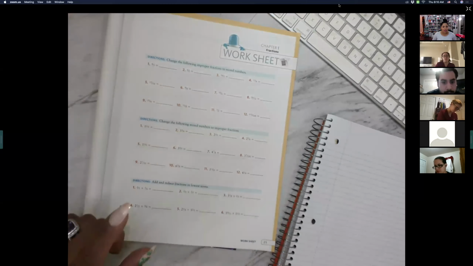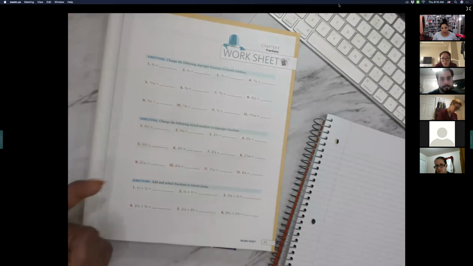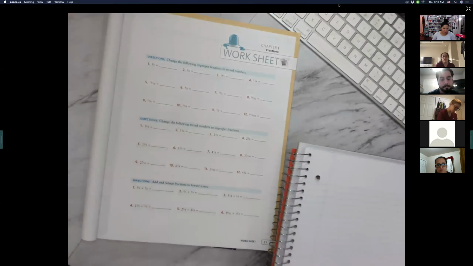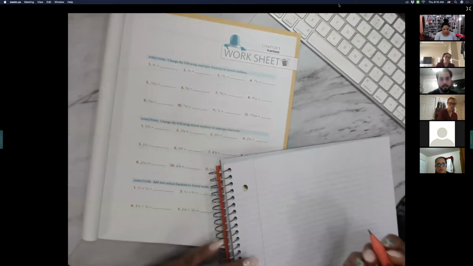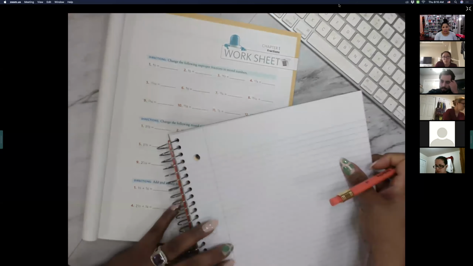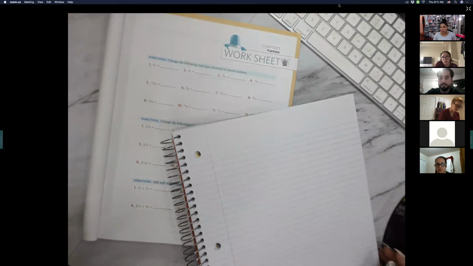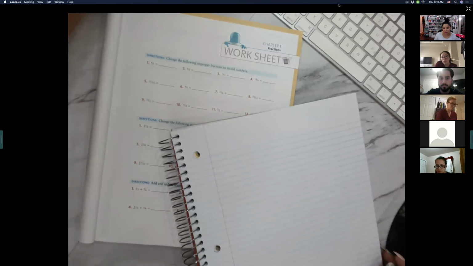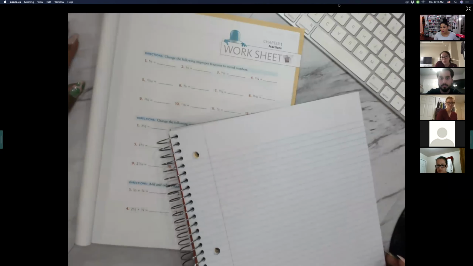Okay. So the first section is change the following improper fractions to mixed numbers. So all that means is, for example, in question number 1, and if you guys need me to zoom in even closer, just let me know. It's literally a click of the button, okay? So if that's an issue too, speak up, okay?